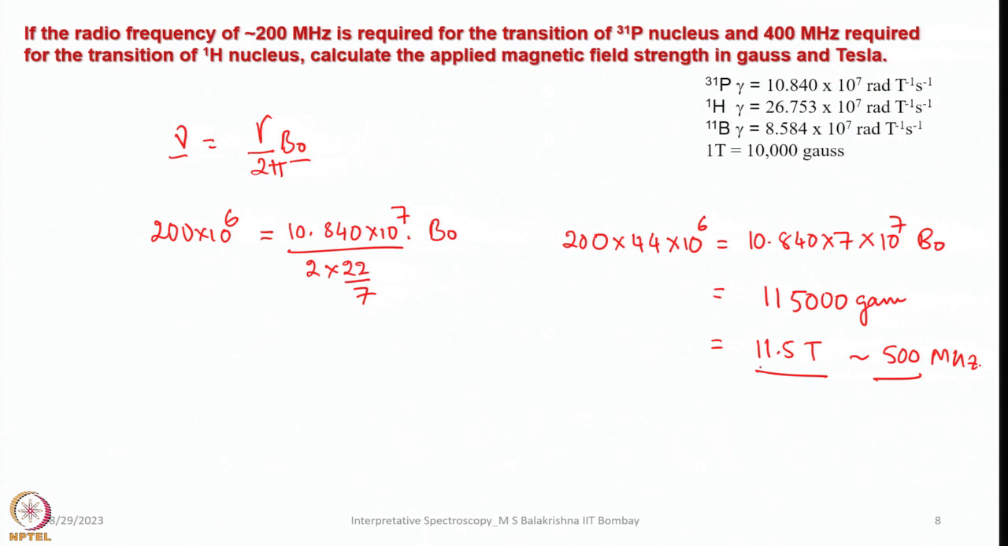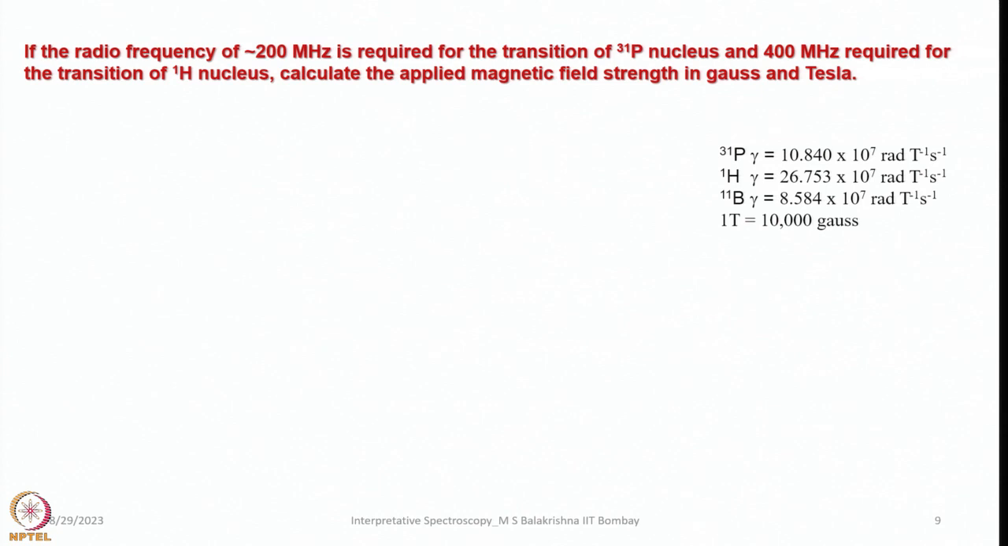It comes approximately 115,000 Gauss. That is nothing but 11.5 Tesla. This corresponds to 500 megahertz instrument. And if the 400 megahertz instrument, 31P nuclear requires about 161.2 megahertz radio frequency. Now let's look into the second one. The second one is 400 megahertz for 1H.